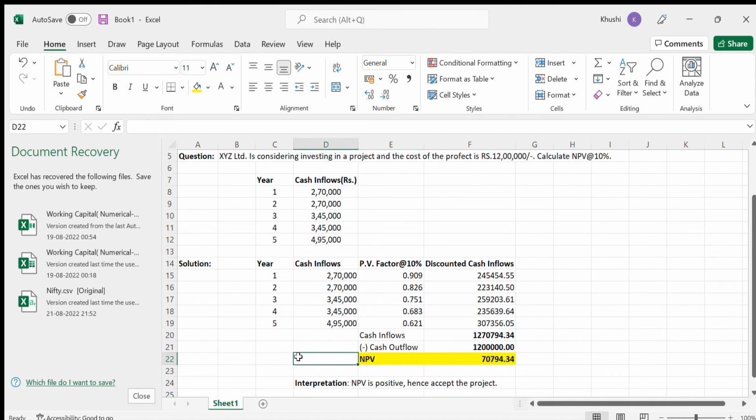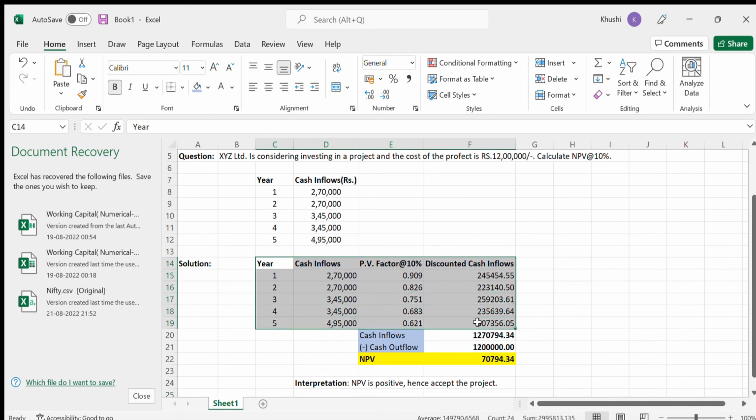Try to solve this question in your notebook by using the calculator for the calculation of PV factor. We need to have the calculator. Let's put it in the table.